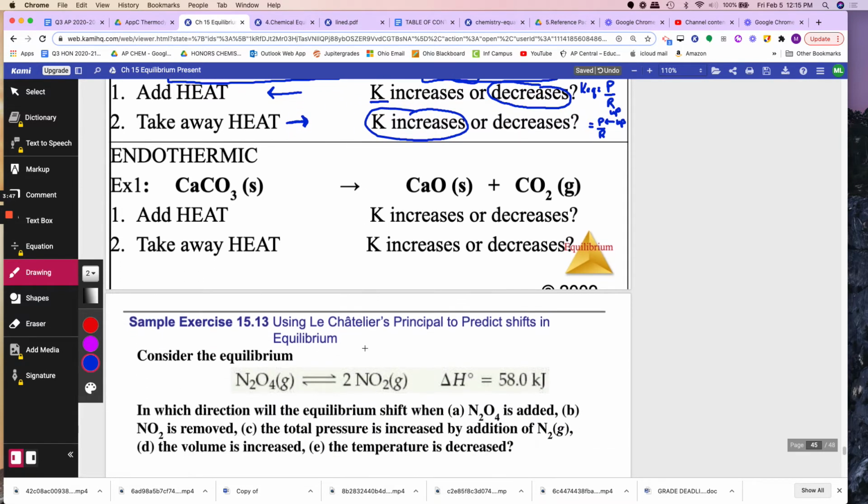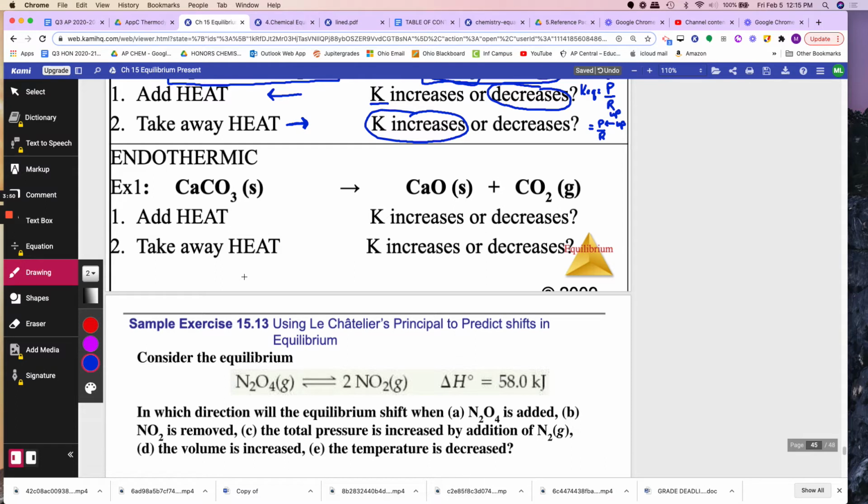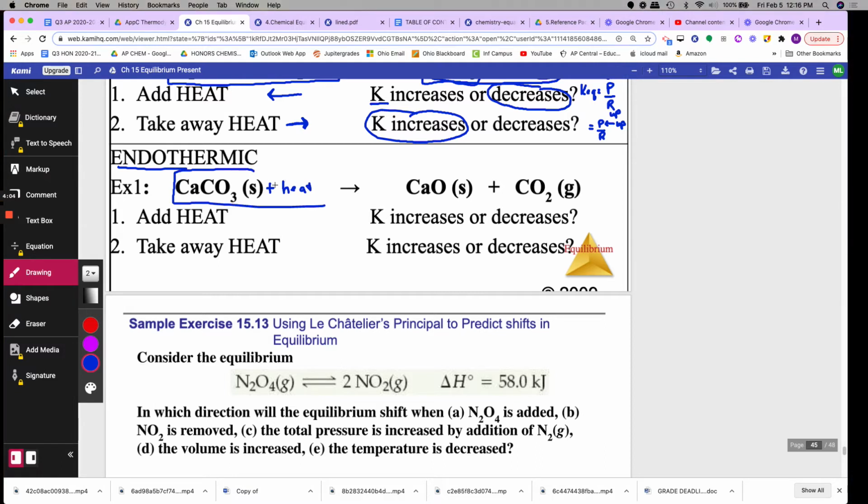Okay, let's go ahead and try the endothermic one. You try this yourself. Pause the video, please. Okay, this system is endothermic, which means heat is right here. I'm going to write heat here. So if you add heat, it's going to the right. If you go to the right, you make more products. If you make more products, K goes up. If you take away the heat, it's going to go backwards to the left to fill it back up. If you go backwards, you're going to get fewer products, and the K will go down.